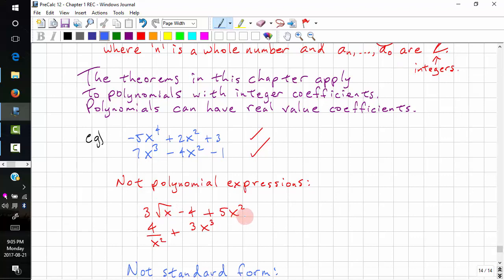These are not polynomials. 3 square root x. Square root x has a power of 1/2. Okay, so that's the same as x to the power of 1/2. So not a polynomial. 4 over x to the power of 2. This is 4x to the power of negative 2. Recall your power laws. Plus 3x cubed. Remember, this needs to be positive or 0.